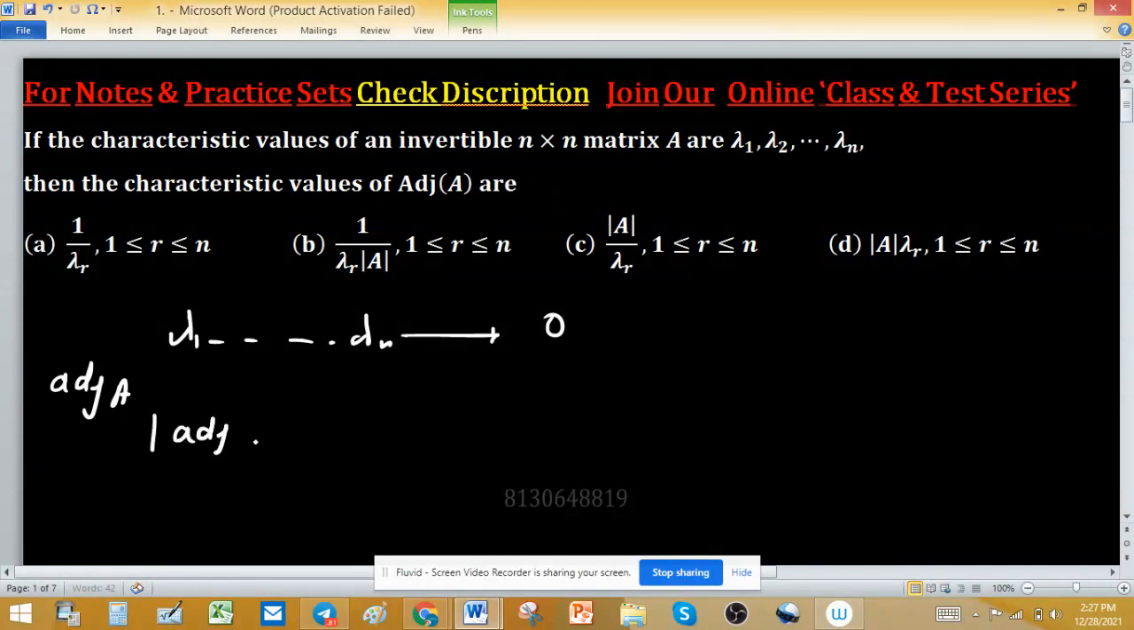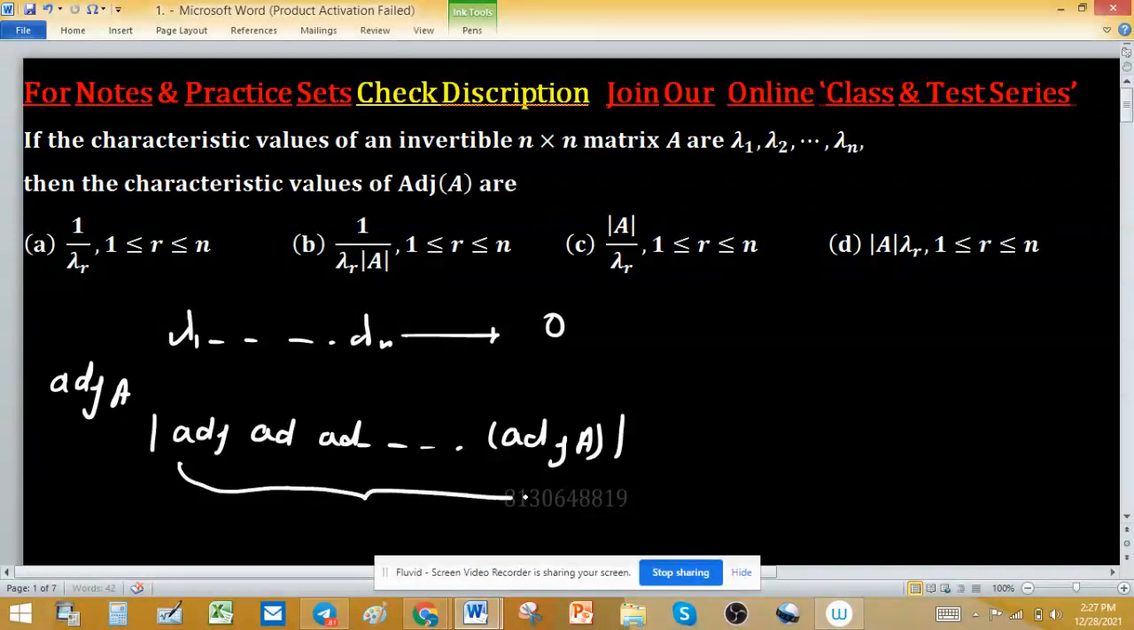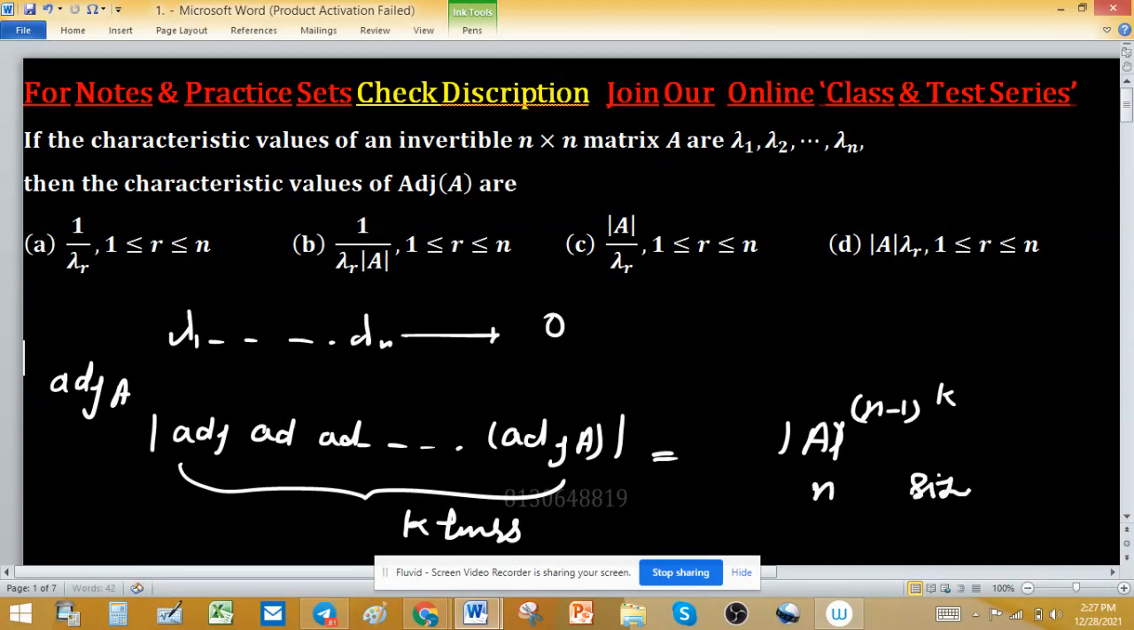The determinant of adjoint A times adjoint A up to adjoint A, where adjoint A appears k times, is equal to determinant of A raised to the power n minus 1, raised to the power k. Here n is the size of the matrix and k is how many times adjoint A appears.